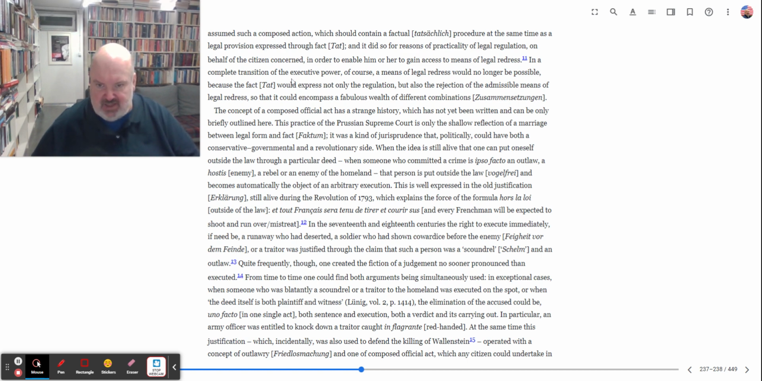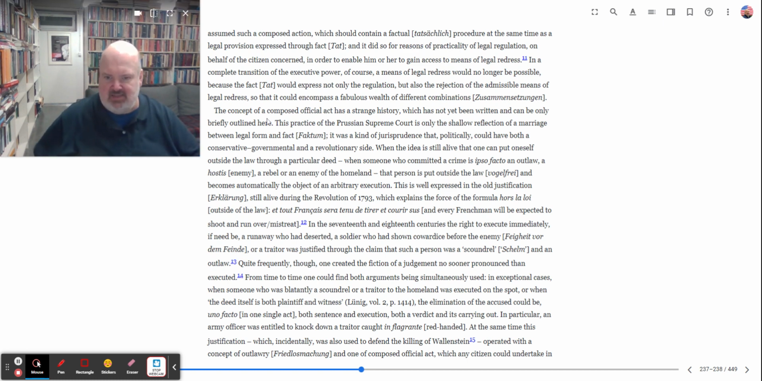In a complete transition of the executive power, of course, a means of legal redress would no longer be possible, because the fact would express not only the regulation, but also the rejection of the admissible means of legal redress, so that it would encompass a fabulous wealth of different combinations. So therefore, this idea that once the executive function is exercised in that way at that moment, there's no possibility. It just negates legal redress.